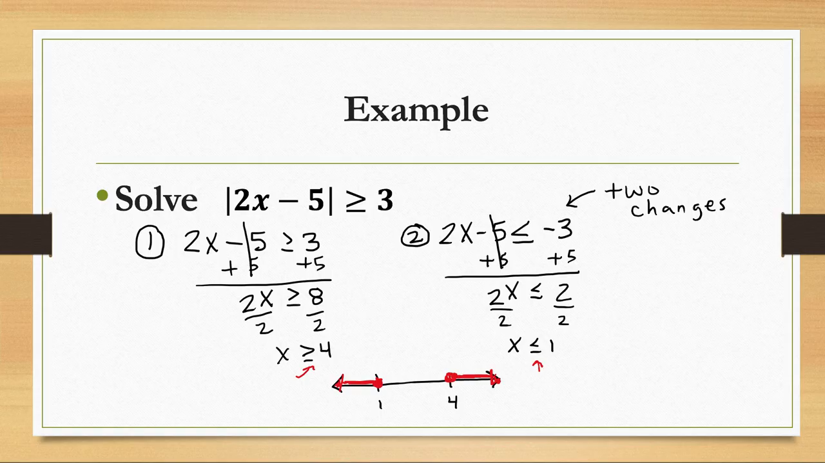Now for our interval notation, we're going to write two separate intervals and combine them with a U, which stands for union. So on the left-hand side, if we look at where we begin shading, we begin shading at negative infinity, and we shade all the way to 1. Remember that an infinity always gets a parenthesis, and a closed circle is going to translate into a bracket.